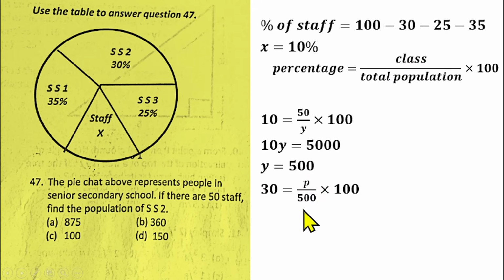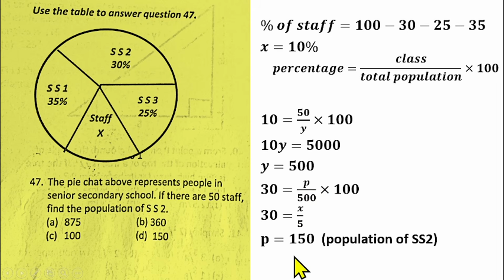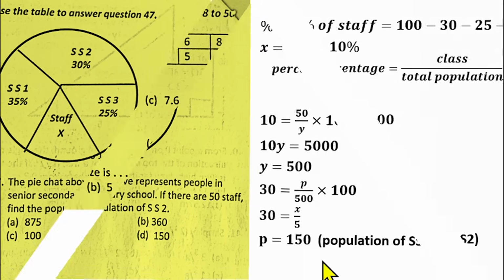So 100 will go in 500, that gives us 5. So after T equals to... population, which I call X here. Normally we already call it P. I don't know why I call it X again. Over 5, cross multiply, you'll be having P equals 150, which is the population of SS2, and that will give us option D for question number 47.